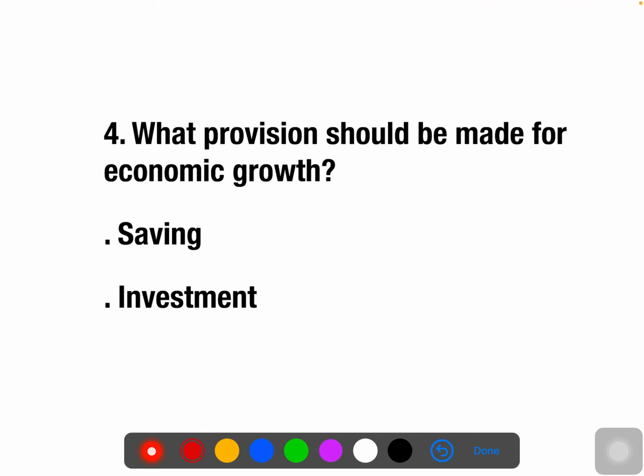And the next question we have: what provision should be made for economic growth? In this case, consumption and saving are done by consumers only. Who is going to invest? Investments are done by enterprises. Savings are done by consumers, and investments by enterprises.